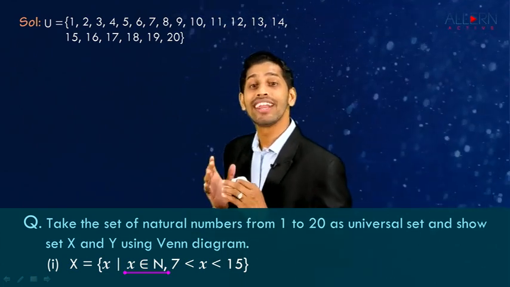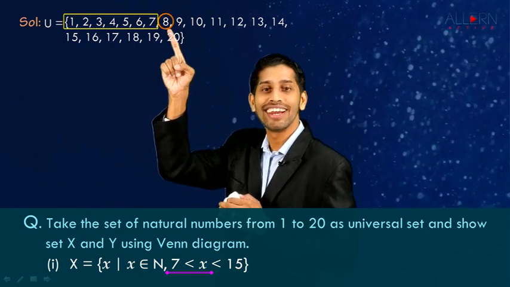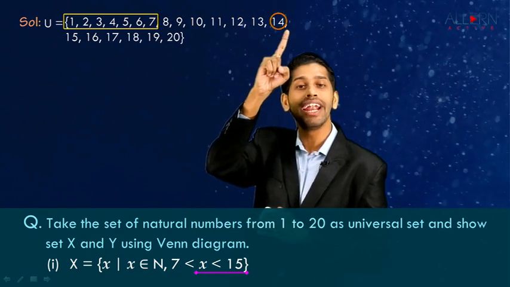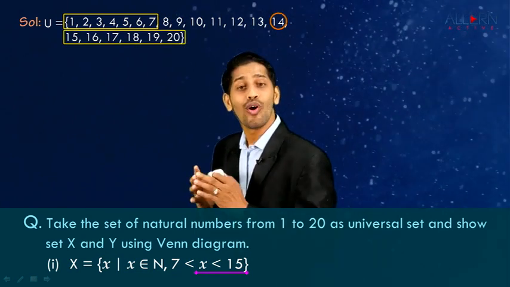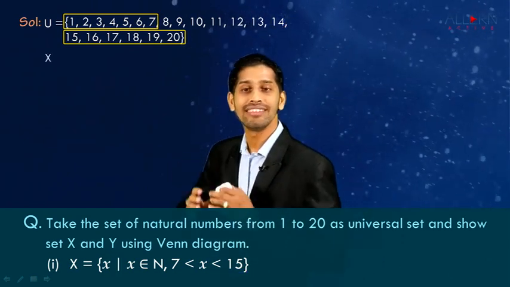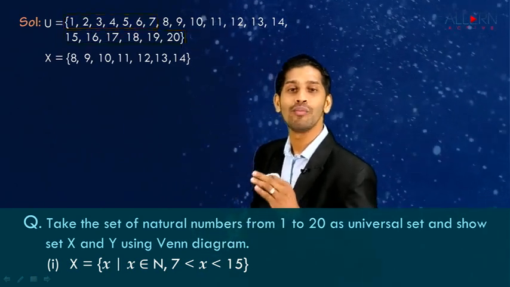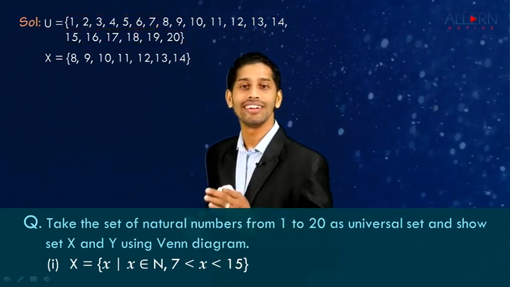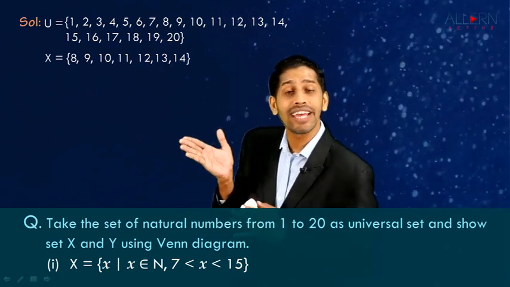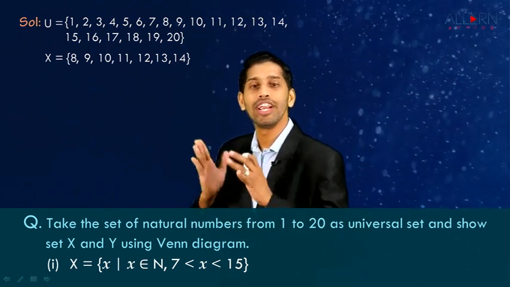Now when we say greater than 7, that means we need to start from 8. And when we say less than 15, that means we need to end at 14. So we write all the natural numbers from 8 to 14, that is X equals curly bracket 8, 9, 10, 11, 12, 13, 14. So we need to write all the natural numbers which are greater than 7, that is starting from 8, but less than 15, that means we need to end at 14.